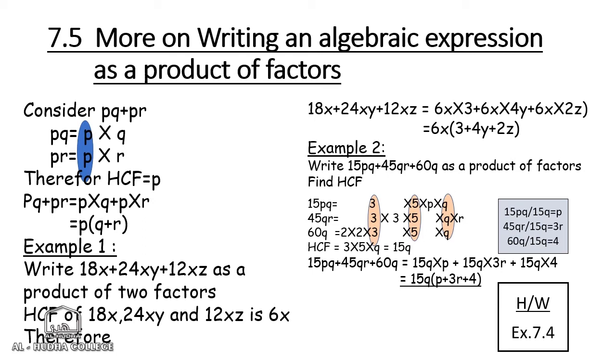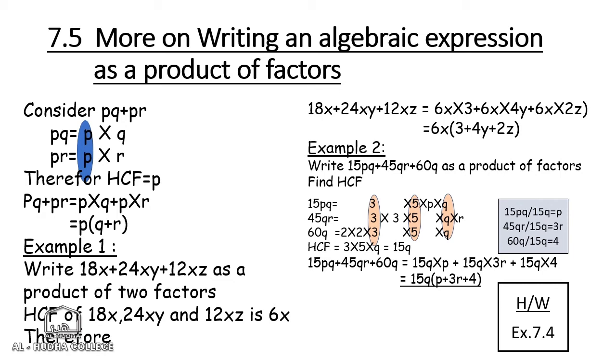So P into Q plus P into R. Therefore the HCF is one of the factors. So we divide the expression by P, taking the P out. Therefore you get Q plus R as another factor. So P into Q plus R. Those are the two factors of PQ plus PR, right? Example. You look at the example, by that you can understand.